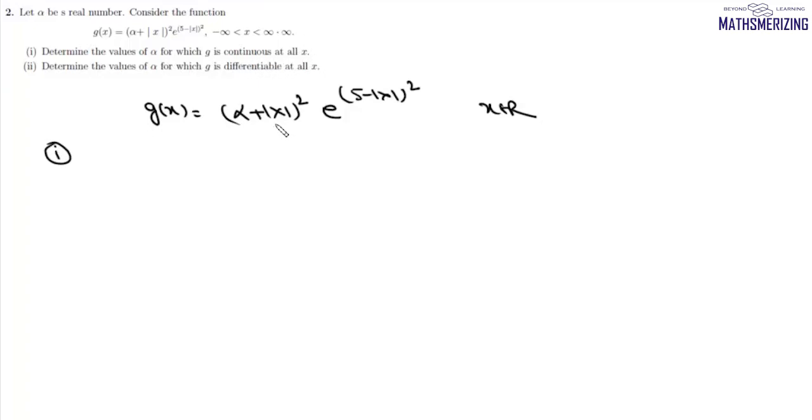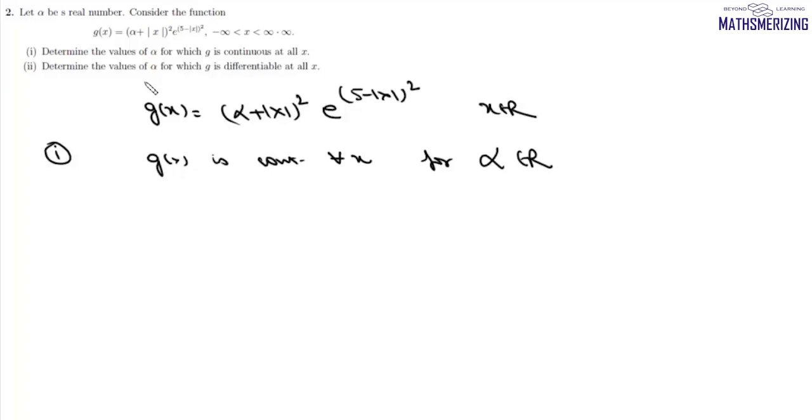Now we know that mod of x is a continuous function. Exponential function is also continuous. Any polynomial function is also continuous. So their composition and their product will also be a continuous function. So this g(x) is continuous for all x for alpha belongs to R. So whatever may be the value of alpha, this function will always be a continuous function.